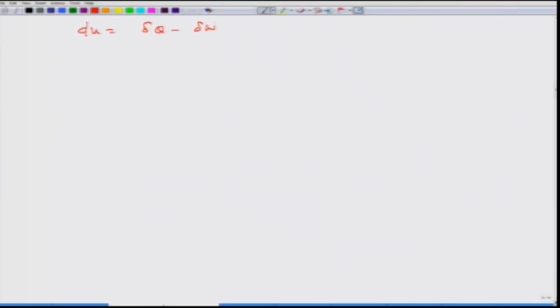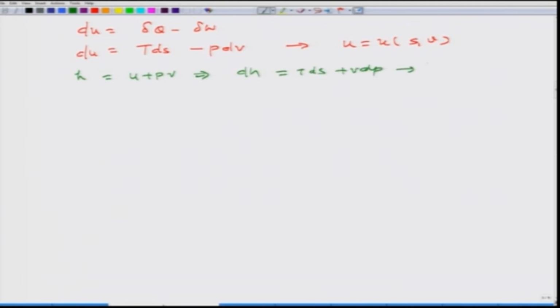Okay. We can write this delta q in TdS form for the reversible case, and this is PdV. Now, this tells you that u is a function of s and v. Similarly, you can also write h, which is u plus PV, in differential form. dH is TdS plus VdP, which tells you that h is a function of s and p.